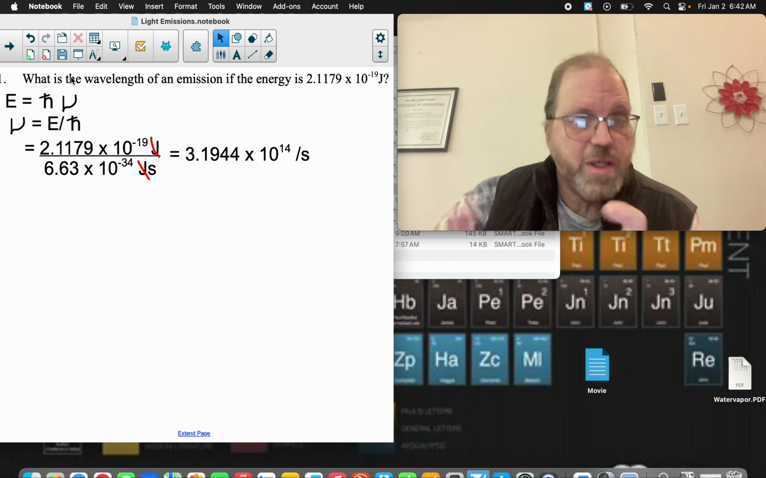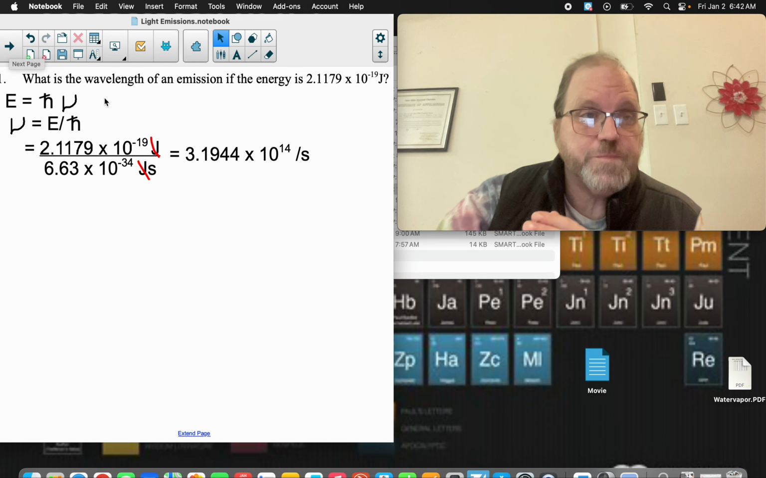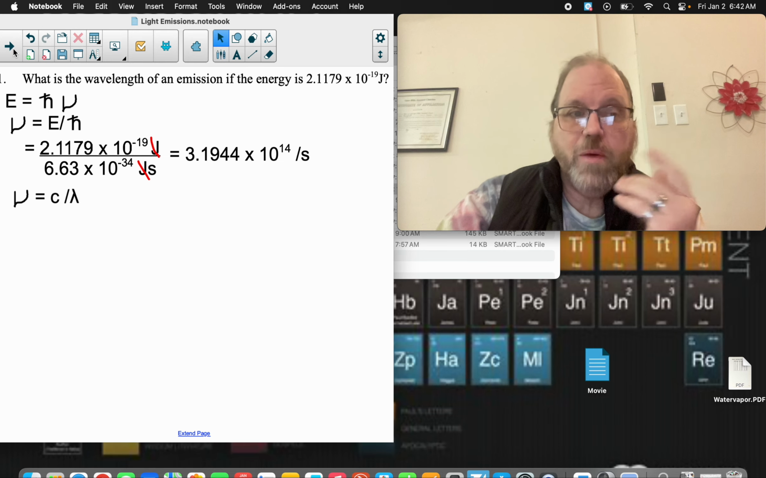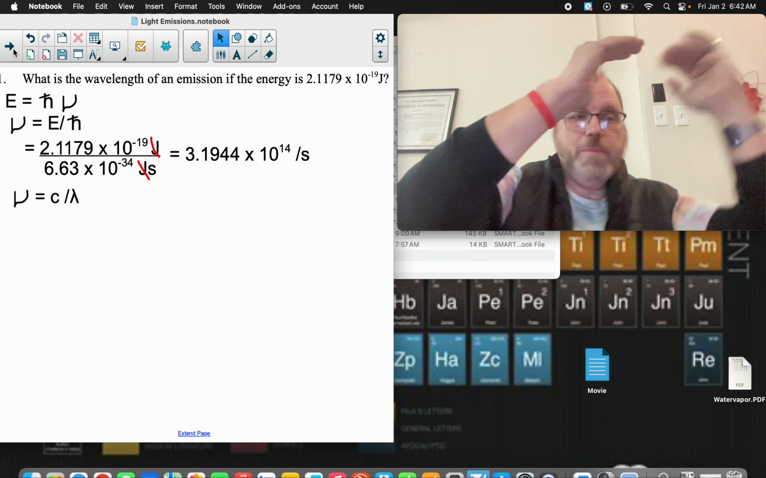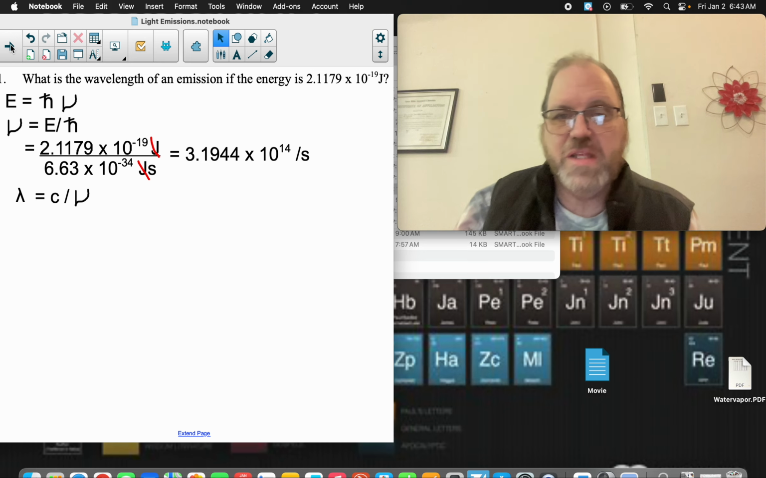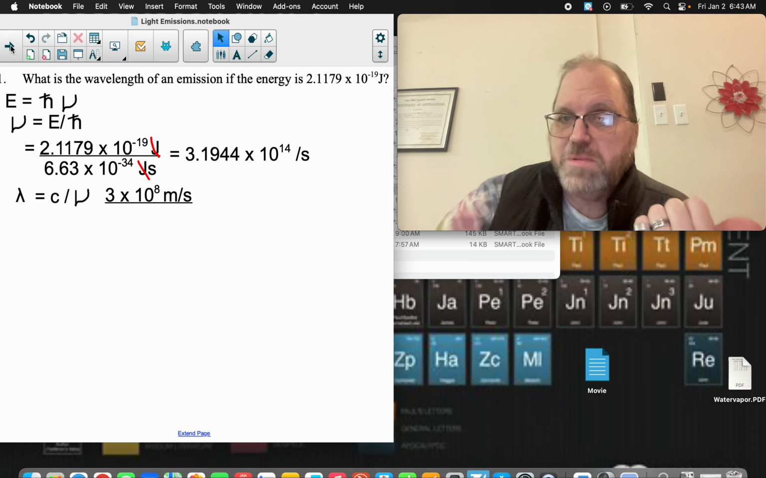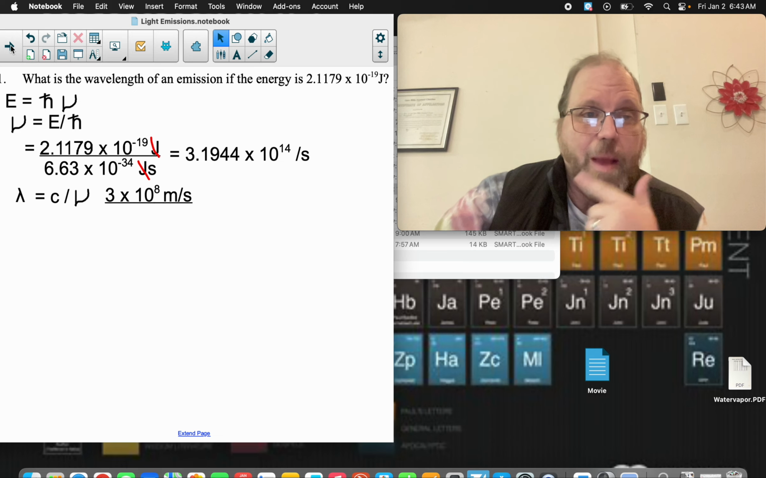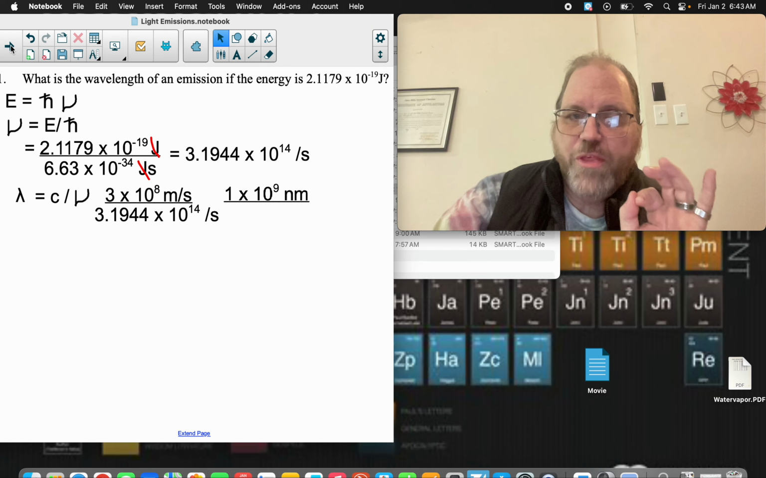I didn't ask for frequency, so I'm not going to express it in hertz. I'm going to keep it in per second. When you use the equation nu is equal to c over lambda, we have nu, we want lambda, so we're going to bring lambda up and bring nu down. Swap partners. We're going to get lambda is equal to c divided by nu. Plug our values into there. So remember, we said that c is 3 times 10 to the 8th meters per second, and we found out that nu is 3.1944 times 10 to the 14th per second. And we're going to want this in nanometers.